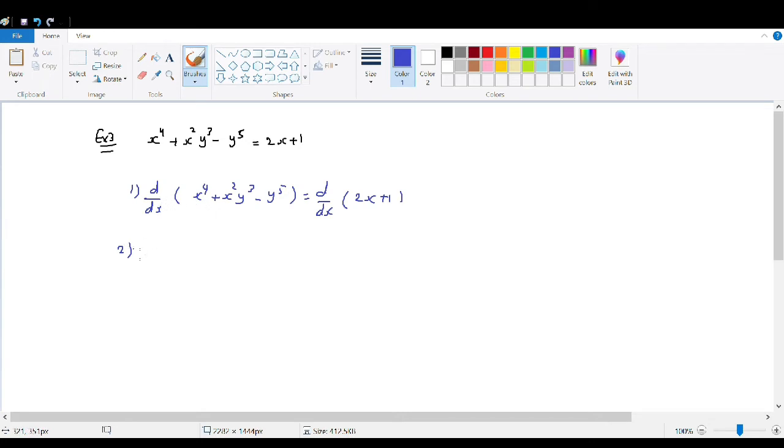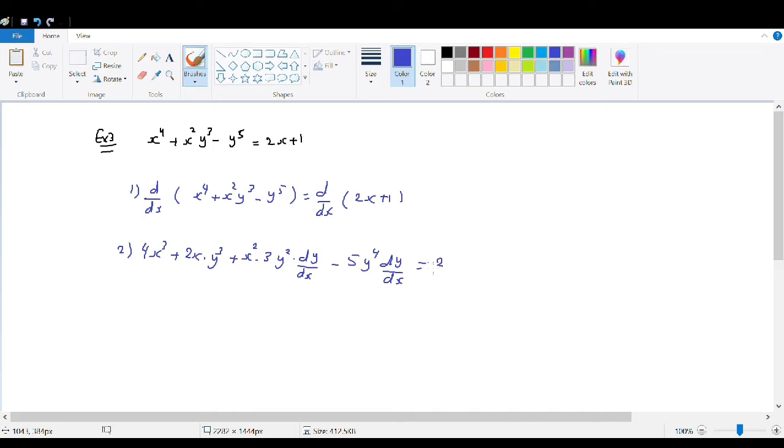So the derivative of x to the power 4 will be 4x cubed, plus the derivative of x squared y cubed, where we will use the product rule. The derivative of x squared will be 2x multiplied by y cubed, plus, now we need to differentiate y cubed with respect to x, so x squared stays the same, then the derivative of y cubed will be 3y squared multiplied by dy over dx, minus the derivative of y to the power 5, which will be 5y to the power 4 dy over dx. This will equal the derivative of 2x plus 1; the derivative of 2x will be 2, and the derivative of 1 will be 0.